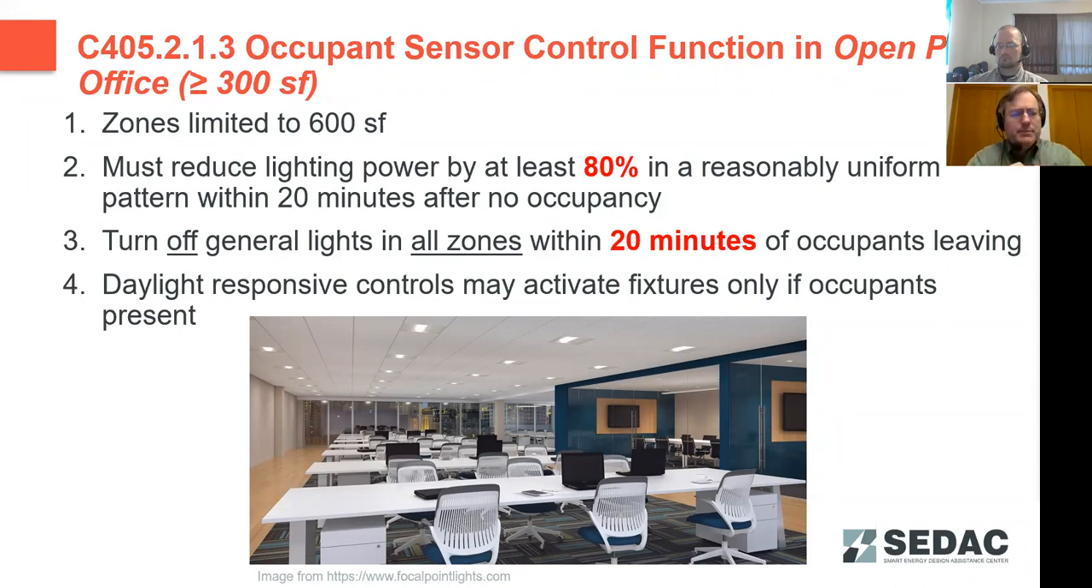The last bullet here, noting daylight responsive controls, should only activate the fixture if the occupant sensing device senses that there is occupancy. Again, this is reiterating that we don't want the daylight responsive controls to override the occupant sensing controls. It should be the other way around. The occupant sensor controls should be the first line of sensing, and then the daylight responsive will provide the dimming only for lights that are turned on by the occupant sensing device.